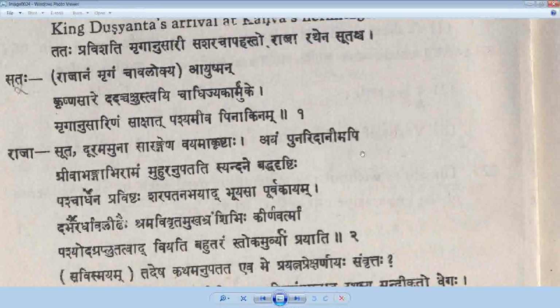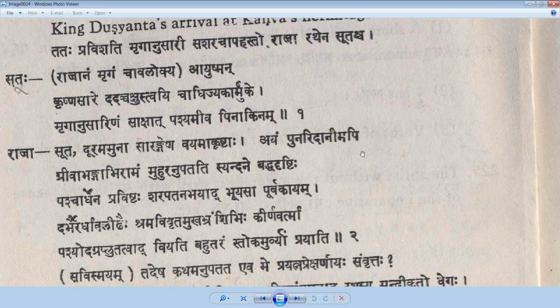Tatah pravishati mruganusari sashara chapahasto raja rathena sutascha. Now this is of course in a drama, so on the stage now comes this simple sentence: Raja Pravishati. Tataha of course is Tadanantaram, after that, then. Tataha is an avyayam.